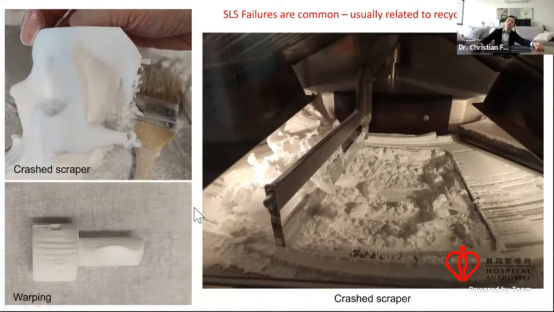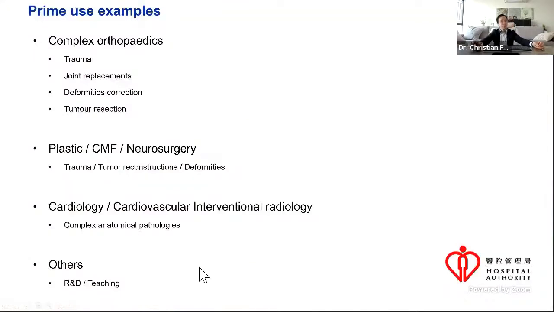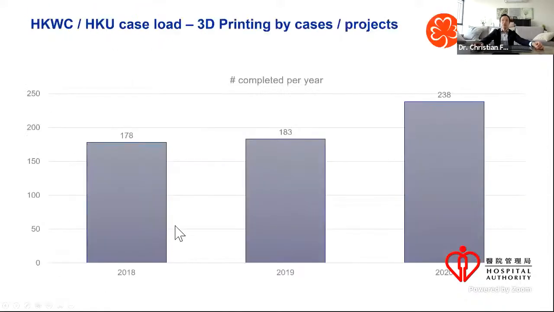So if the hospital wants to run the SLS machine, the first criterion is they have to have a very high product volume. So combining a few hospitals to use together one of these machines may be a good idea. So they don't have to recycle as much material, and also the material, when it's first used, is always of better quality. So in our service, the prime use examples are complex cases, complex orthopedics, plastic CMF, neurosurgery, cardiology, complex interventional radiology, and others like university R&D work and teaching. So these actually comprise most of our cases. We have quite a large demand of cases built up over years.